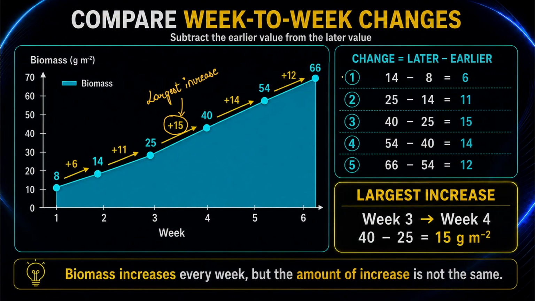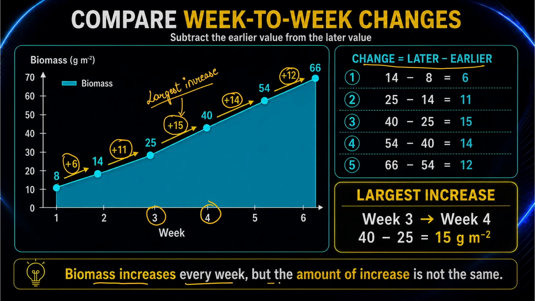Now let's compare the week to week changes. To calculate each change, subtract the earlier value from the later value. From week 1 to week 2, the increase is 14 minus 8, which equals 6. The next increase is 25 minus 14 equals 11. 40 minus 25 equals 15. 54 minus 40 equals 14. And 66 minus 54 equals 12 grams per square meter. The largest increase occurs from week 3 to week 4, where biomass rises by 15 grams per square meter. So biomass increases every week, but the amount of increase is not the same.